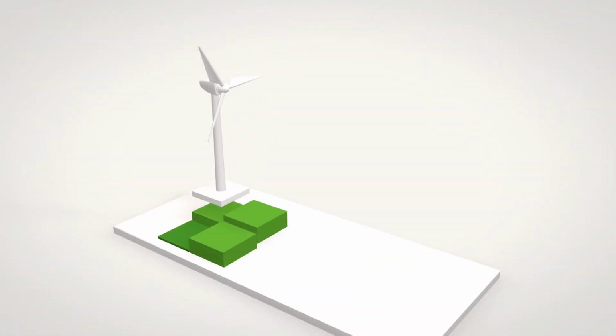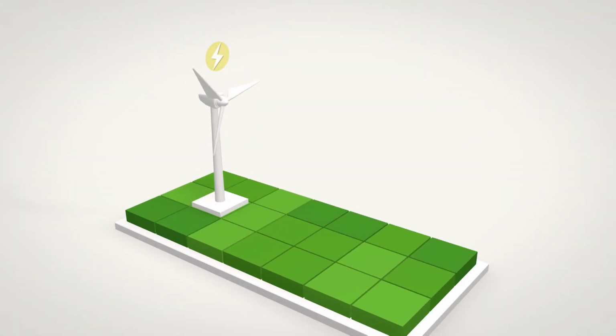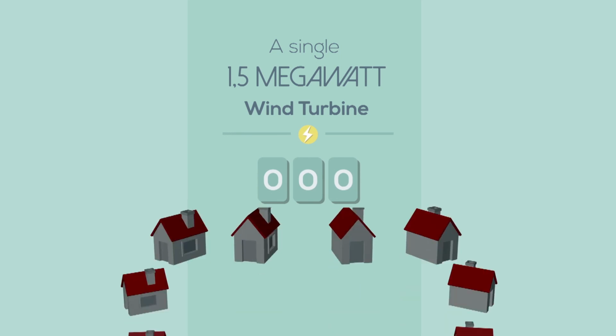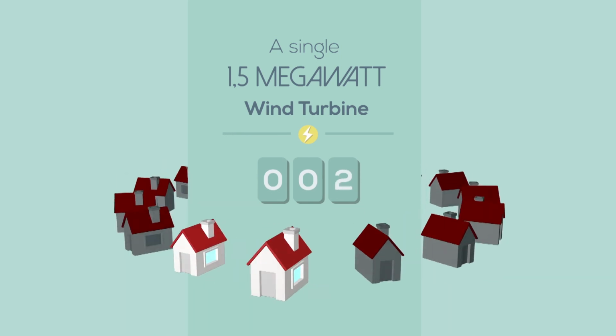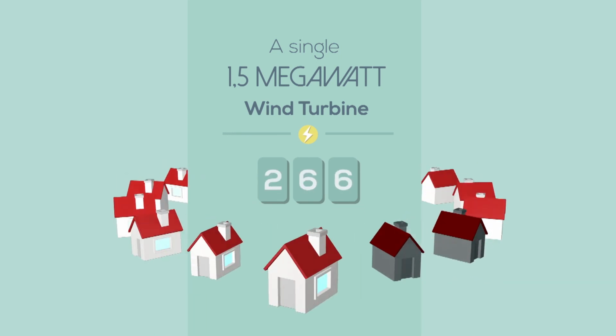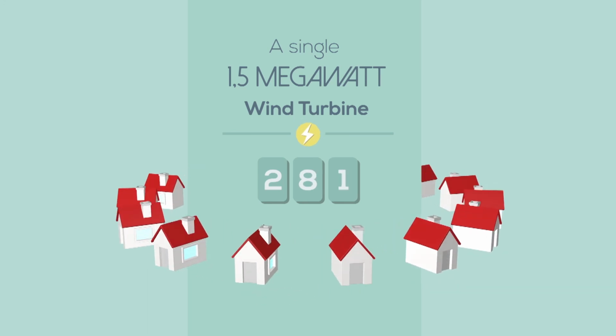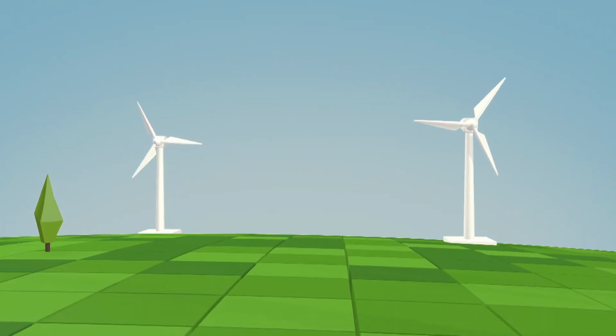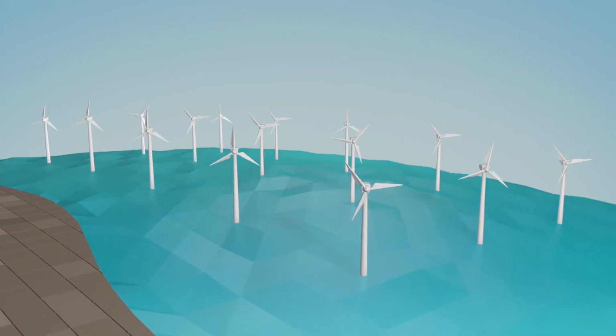After that, the electricity is produced and transmitted to the power lines, which then distribute the power to several hundreds of households. For example, 1.5 megawatts of wind power capacity generated by a wind turbine can power up to 281 houses. Now, imagine how many houses you can help with a large wind farm consisting of hundreds of individual wind turbines.